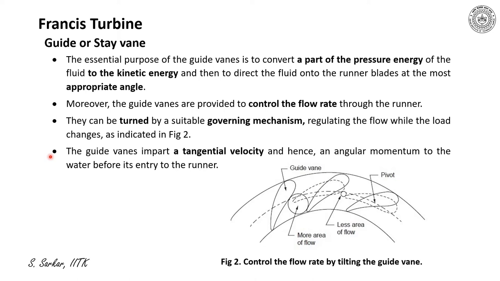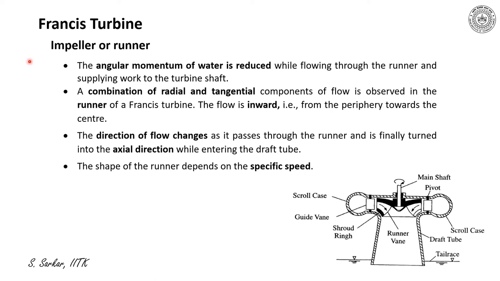the runner. Regarding the impeller or runner of a Francis turbine, I would like to state that the angular momentum of water is reduced as it passes through the runner and thereby supplies work to the turbine shaft. A combination of radial and tangential components of flow is observed in the runner of a Francis turbine. Here the flow is inward, that is, it flows from periphery towards the center. Further, please note that the direction of flow changes as it passes through the runner and finally it becomes axial, entering the draft tube.